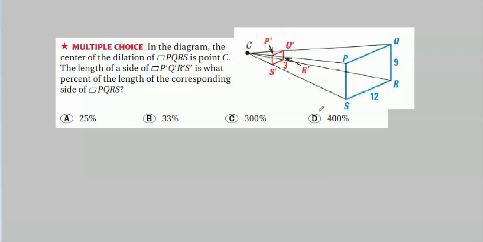So it's tempting to say that the answer is D, 400%. But you'd be looking at it backwards, like I started to. This is the pre-image, this is the image. It got scaled down.